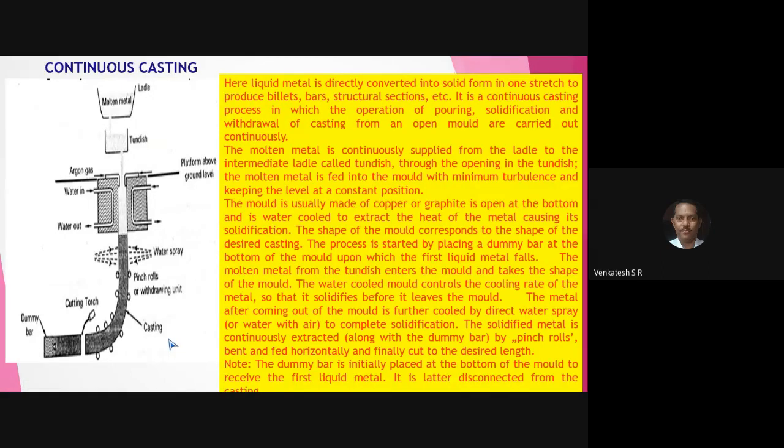Next, come to the continuous casting process. You might have seen the rods used as TMT rods in construction, and the long shafts of 10 meters, 20 meters, or even 30 meters used in marine ships and cruisers. The long shaft which carries the propeller is produced in the continuous casting process.